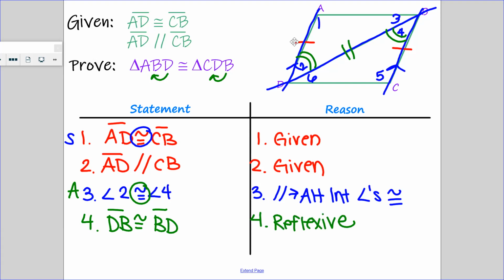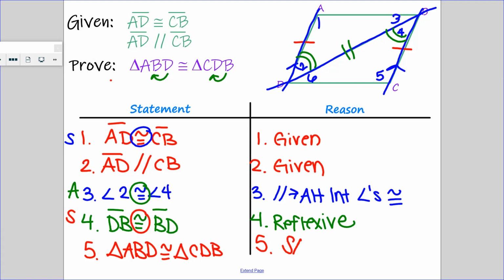Now that I have 3 congruent signs, I'm ready to go triangle to triangle and use my proving statement. So triangle ABD is congruent to triangle CDB. And which one is it? Which reasoning? Side, angle, side again. Side, then angle, then side. Questions there?